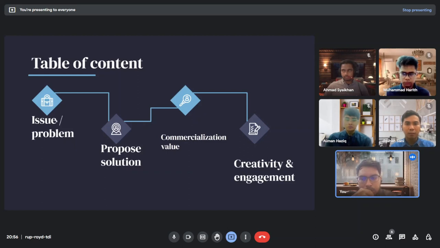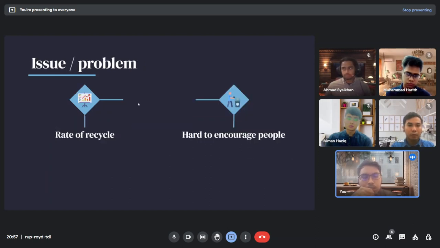So this is our table of content. Firstly, we will discuss about the issue or problem. The second, the proper solution of our product. The third is the commercialization values, and the last one is the creativity and engagement. So let's go to the issue or problem.